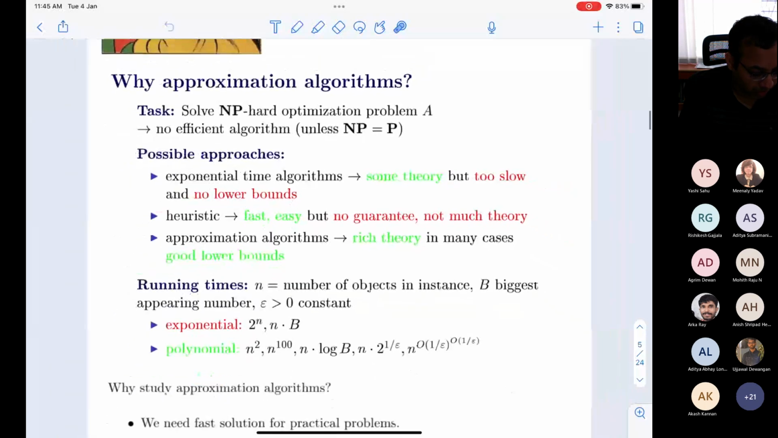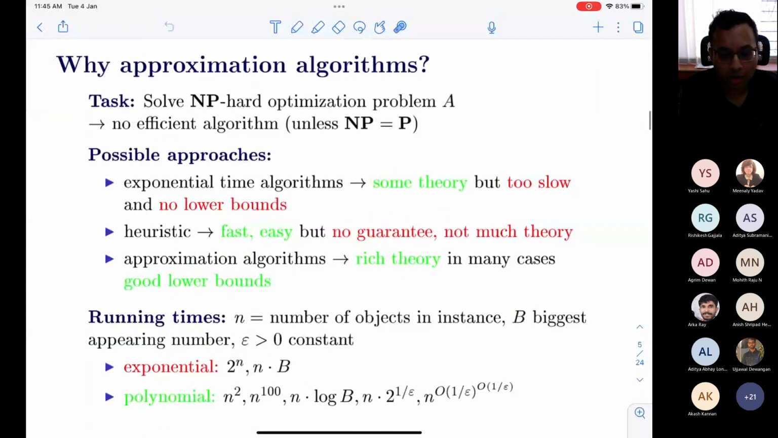So what are approximation algorithms? Our goal is to solve, let's say, an NP hard optimization problem, and we know there is no polynomial time algorithm for this. If we run an exponential time algorithm, there is some theory, but it's too slow, and we cannot really prove a lower bound for this. If we use some random or arbitrary heuristic, it's fast and easy. But then there is not much theory, and maybe you're not able to prove any guarantee. The approximation algorithm is nice in that you can actually develop a rich theory for these problems. And also you can show some good lower bounds under some assumptions.